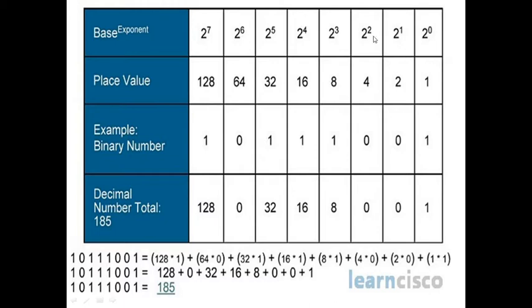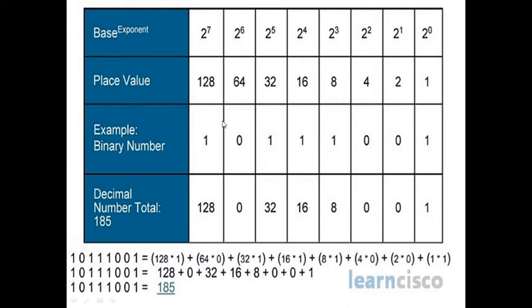Then the values are calculated. 2 raised to 0 is 1, or for that matter anything raised to 0 is 1. Then 2 raised to 1 is 2, 2 raised to 2 is 4 and so on. So these are the weights, and these are the indexes assigned. Now how do we calculate the actual value, or how do we convert a binary number into a decimal number?